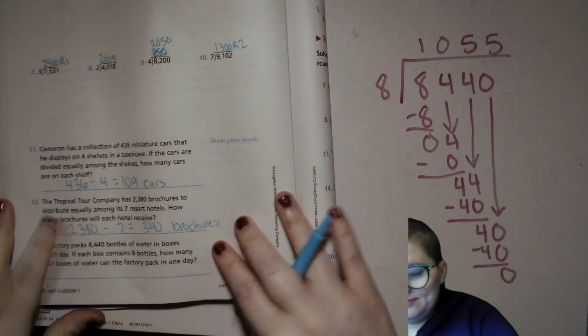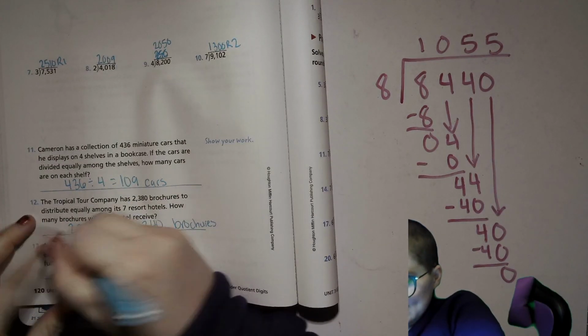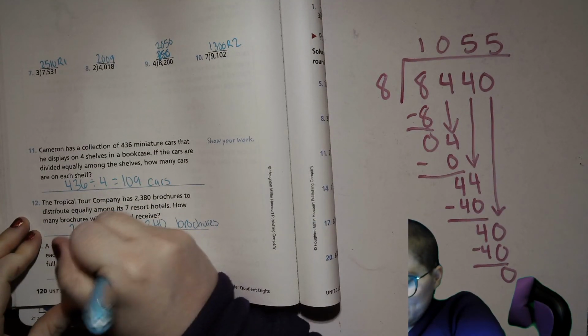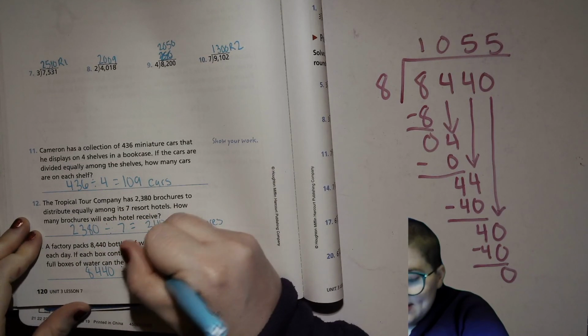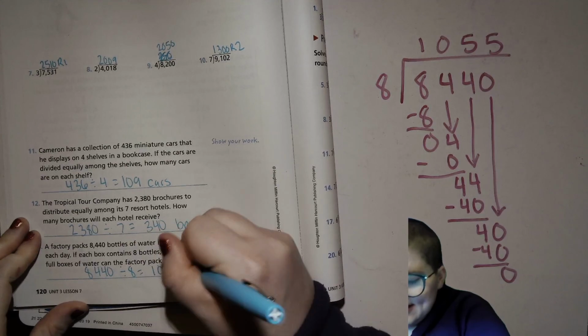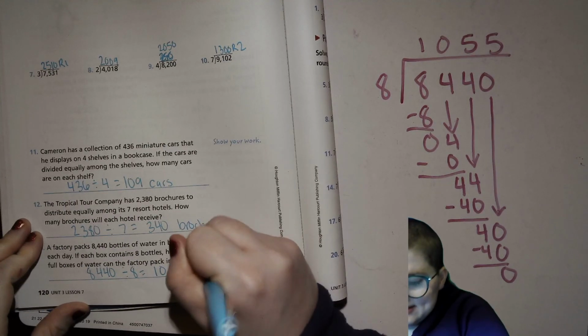So 8,440 divided by 8 equals 1,055 boxes.